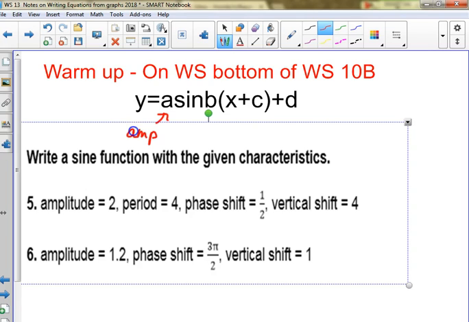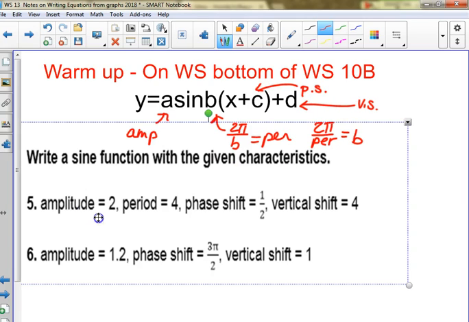It's the amplitude. The B affects the period. You have to do 2 pi over B to make the period. Or if you knew the period, you'd do 2 pi over the period to get B. What is the C? Yeah, the C is the straight up phase shift. As long as you put it in this factored form, you don't have to do anything with it. And the D, vertical. Yes, the vertical shift.